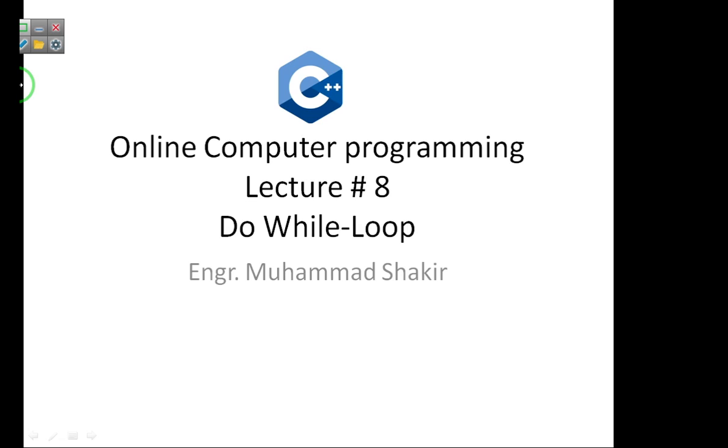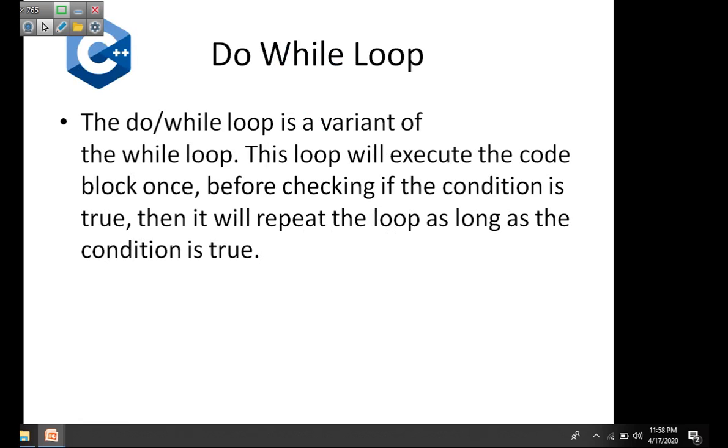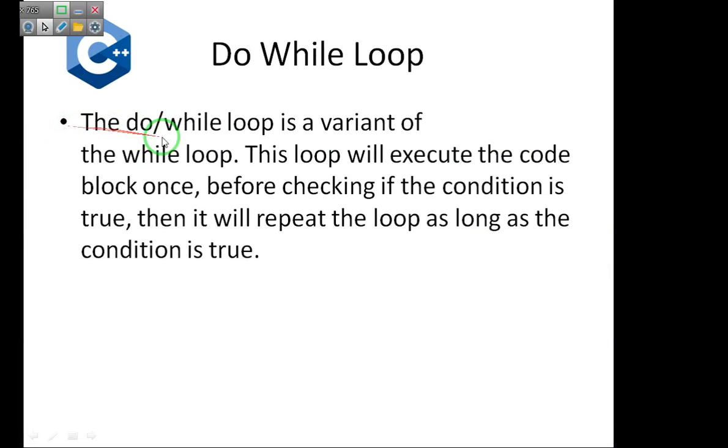So let's start. What is do while loop? Previously we have covered the while loop, and before while loop we have covered the do loop. So the do while loop is a variant of the while loop. Variant means it is changed from the while loop. Of course it is changed and its name is different, like do while loop, not while loop.